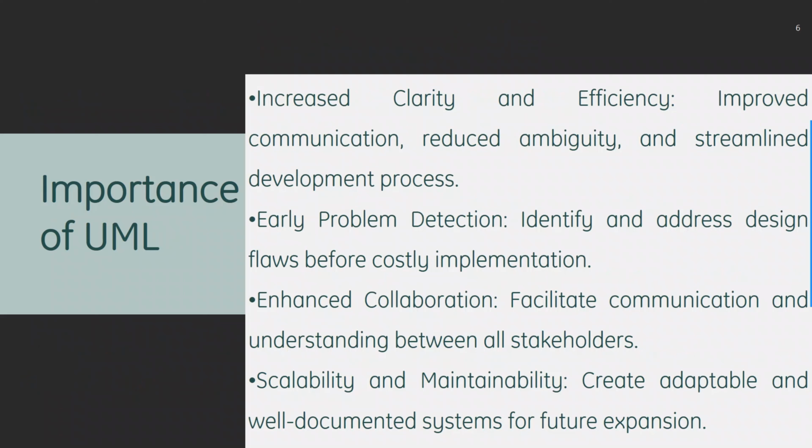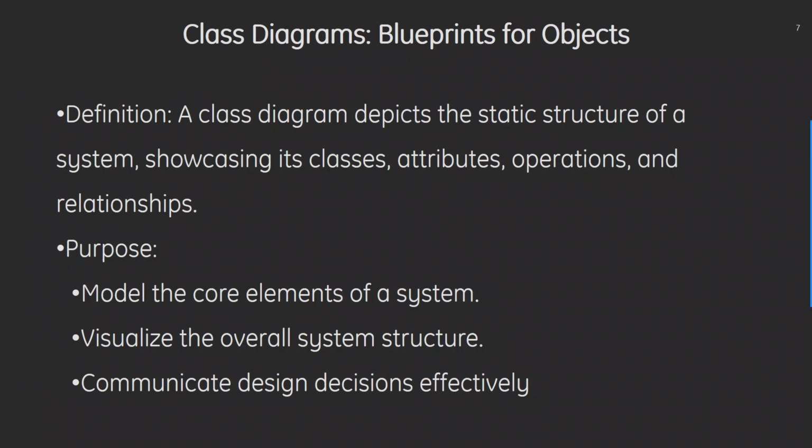Now, what is the importance of having a UML diagram? Firstly, we can increase clarity and efficiency. Improved communication reduces ambiguity and streamlines the development process. And then we have early problem detection, which is identify and address design flaws before costly implementation. Then we have enhanced collaboration, which facilitates communication and understanding between all stakeholders. Then we have scalability and maintainability, which creates adaptable and well-documented systems for further expansion.